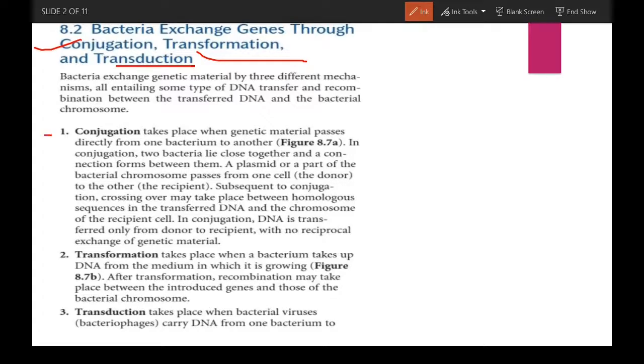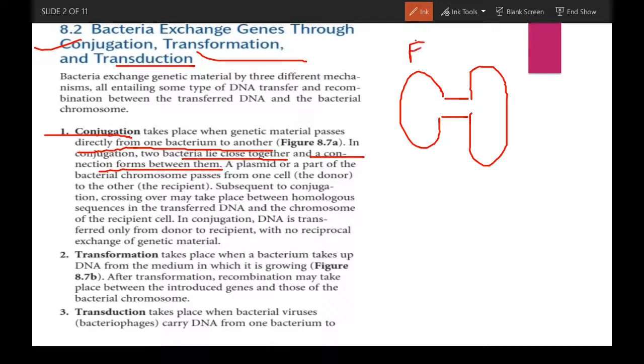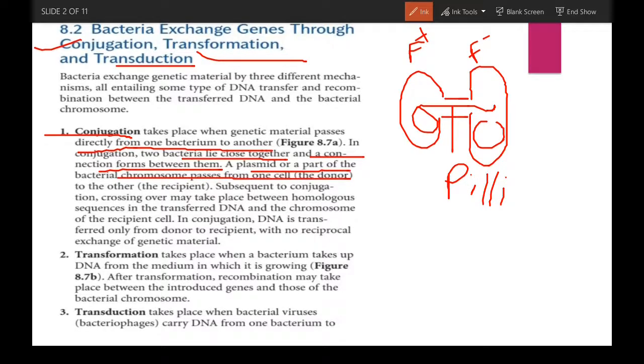Right, so the first one is conjugation, which takes place when genetic material passes directly from one bacterium to another. In conjugation, two bacteria lie close together and a connection forms between them. So if this is a bacterium, it forms a pili and connects with another bacterium. This should be F plus and F minus. We will talk about what they are, and then its genetic material can be transferred. So this is conjugation, where the two bacteria lie close together and a connection between them is formed. This connection, known as pili, forms between them, and a plasmid or a part of the bacterial chromosome passes from one cell, the donor, to the recipient. Because the DNA here is passing from this one, this is the donor and this is the recipient.